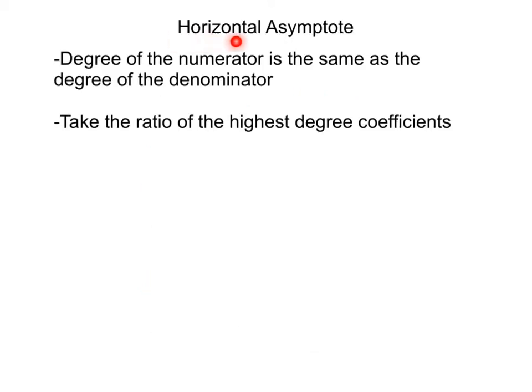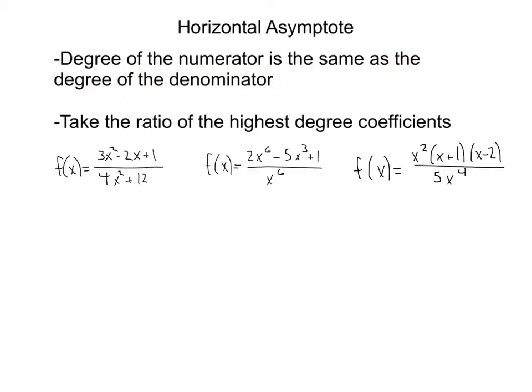To find the horizontal asymptote is a little bit more complex, but not too bad. You are going to have a horizontal asymptote when the degree of the numerator is the same as the degree of the denominator. For example, here we have f of x equals 3x squared minus 2x plus 1 divided by 4x squared plus 12. Remember, the degree is the biggest degree in the expression. So here we have 3x squared. Down here we have 4x squared. Since the degree is 2 for both of these, they have an x squared term, there is a horizontal asymptote.